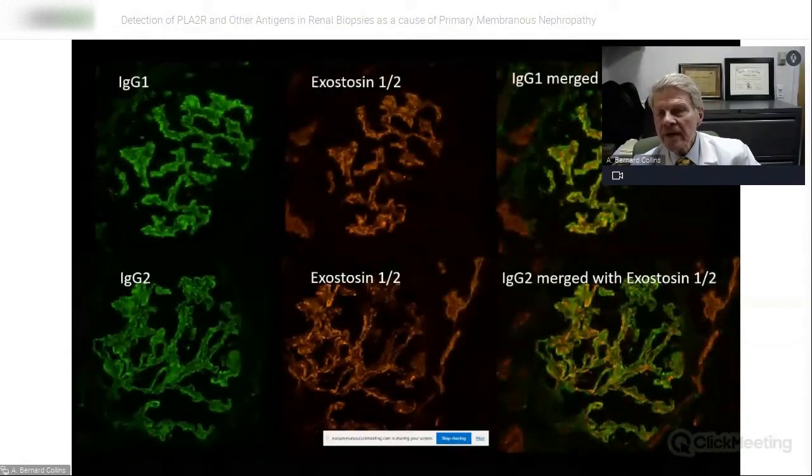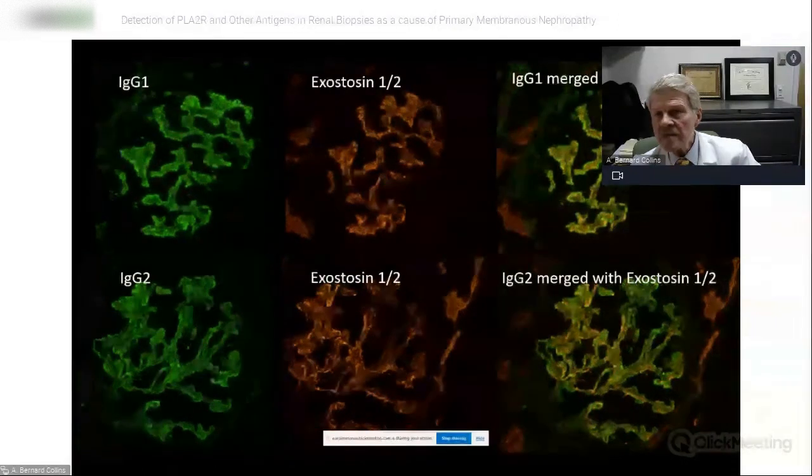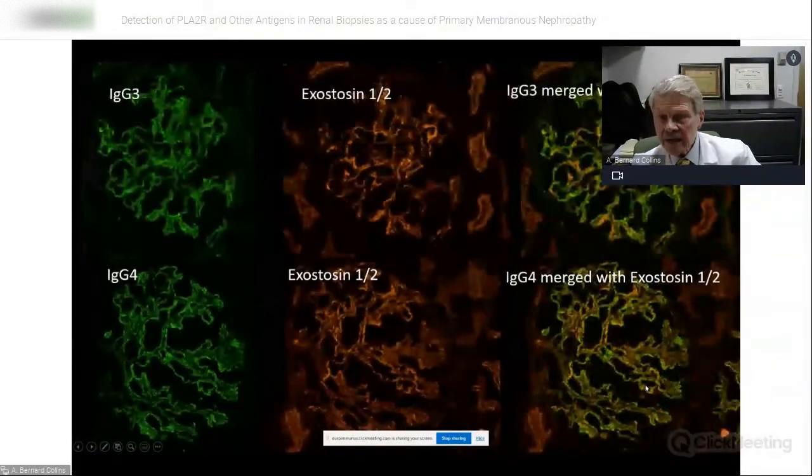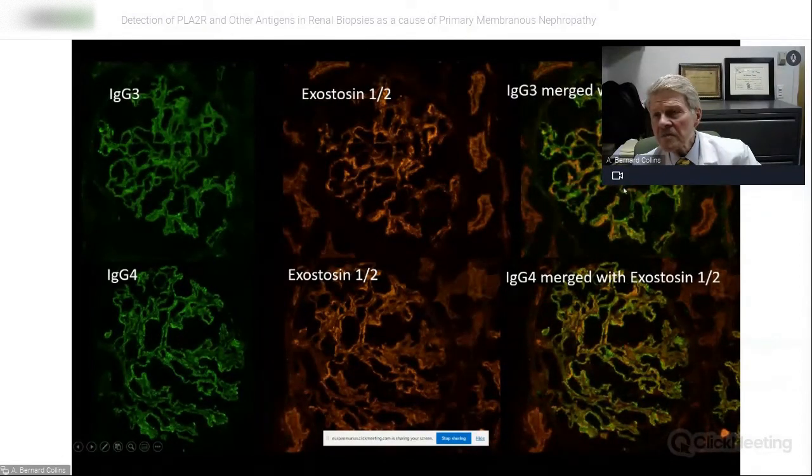So we had a tall order to do. We needed to do co-localization with all 4 of the subclasses, and that's what we did. Very prominent IgG1, the antigen, and then co-localized, as you can see. IgG2, exostosin 1, 2, and the co-localization, and 3, IgG3, exostosin, the merged image, and IgG4, exostosin, and the merged image.